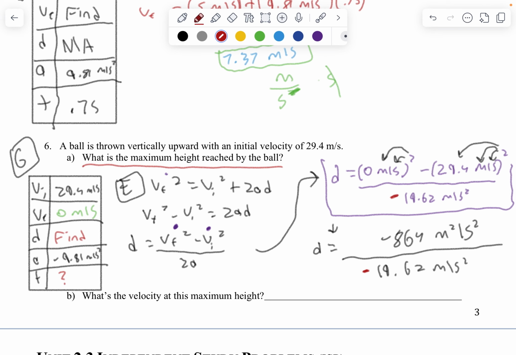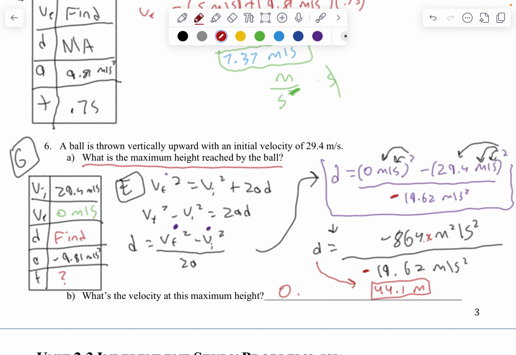Okay, and so what is 864.36 divided by 19.62? That is 44.1. So that means our answer is 44.1. But wait, the units, what is meters squared per second squared over meters per second squared? Well, that becomes meters. And that makes sense because we're trying to find displacement, which is in meters. Right, so our answer is 44.1 meters.